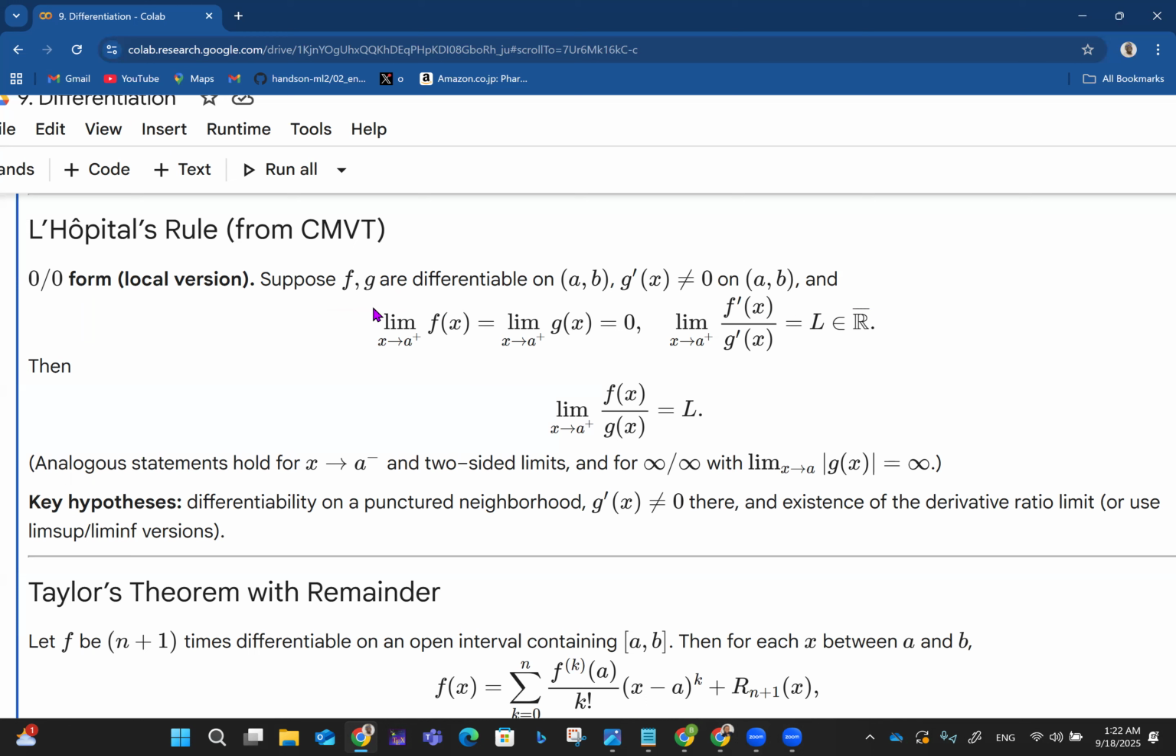Okay, so suppose f and g are differentiable on (a, b), and g prime of x is not equal to 0 on (a, b), and the limit of f of x as x approaches a plus is equal to the limit of g of x as x approaches a plus equals 0. So that means the limit is 0. Then if the limit of f prime of x over g prime of x as x approaches a plus is equal to L, belonging to the extended real number system, R cap, then we can say that the limit of f of x over g of x as x approaches a plus is equal to L in that case.